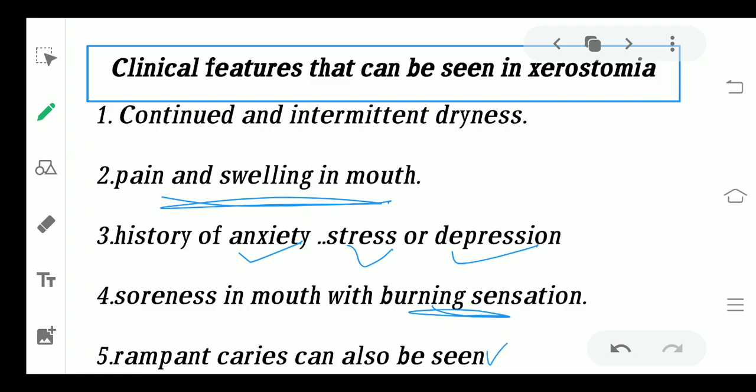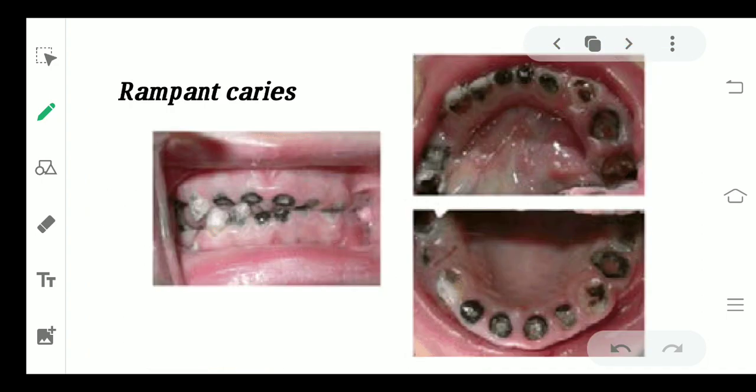Also, a very characteristic feature is the presence of rampant caries. Now, what are rampant caries? These are the kind of caries where only the root stumps are left and all the other teeth, maxillary anterior, posterior, mandibular anterior, posterior, are destroyed. These are known as rampant caries.